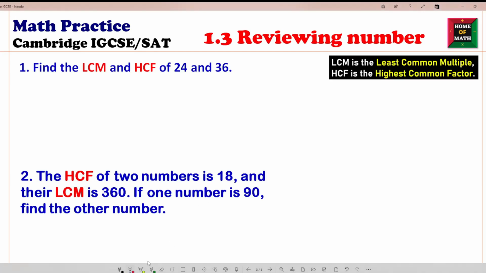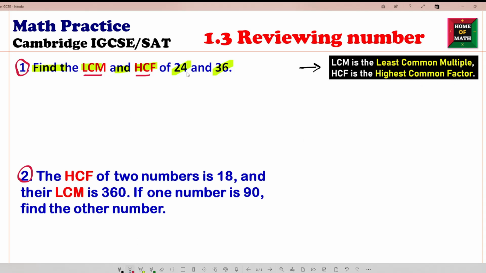For reviewing number, today we are going to solve two maths problems based on LCM and HCF. Let's start. First question. Find the LCM and HCF of 24 and 36. So everybody knows about LCM, which is least common multiple. HCF is highest common factor.